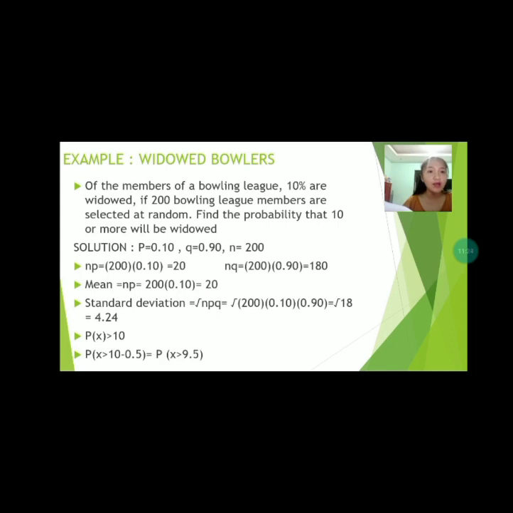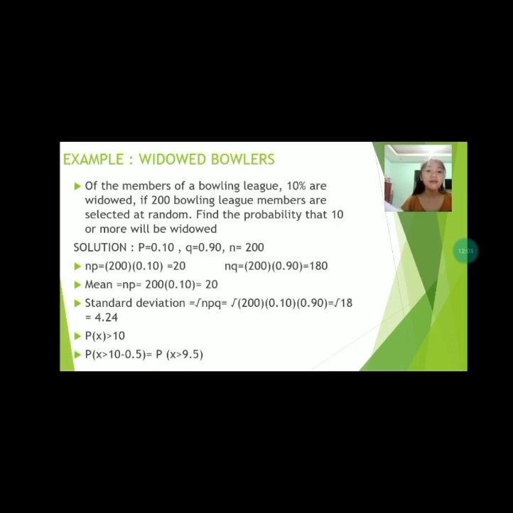So Q becomes 0.90, in which Q is 1 minus P. The value of P is 0.10, so 1 minus 0.10 results in 0.90. N is given, which is 200 bowling league members. N times P equals 200 times 0.10, which results in 20. N times Q equals 200 times 0.90, which results in 180.